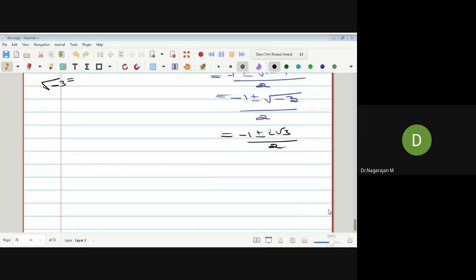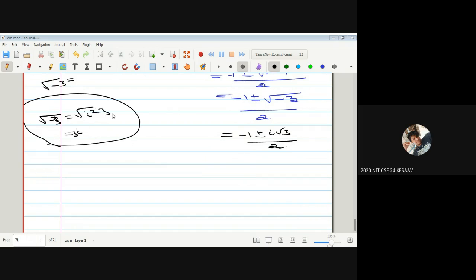Any doubt? This is a complex number system. Square root of minus 1 equal to square root of I squared, that is equal to I. This is a basic formula already studied in the lower class. Suppose minus 3 is there, means I squared into 3, therefore root 3 I. Root 3 I. Okay, any doubt?